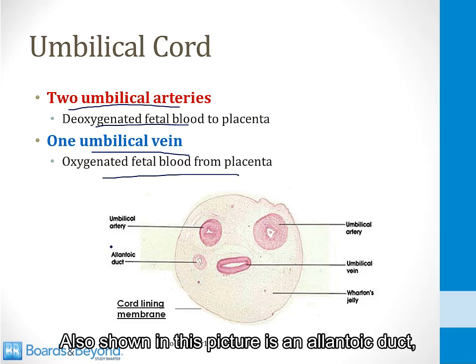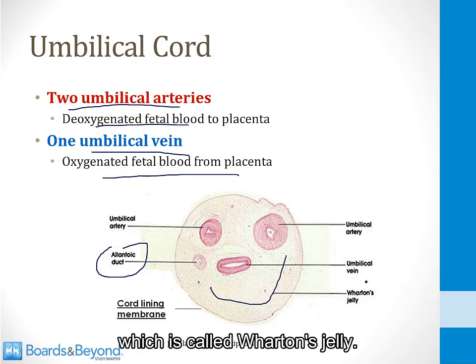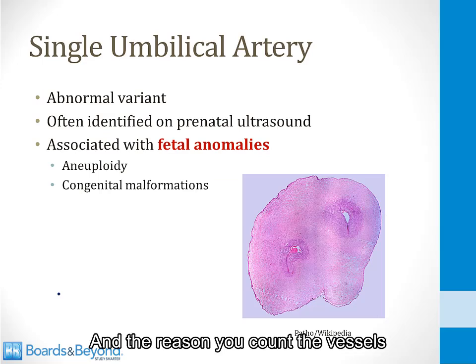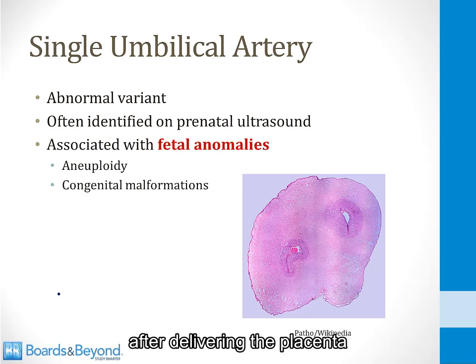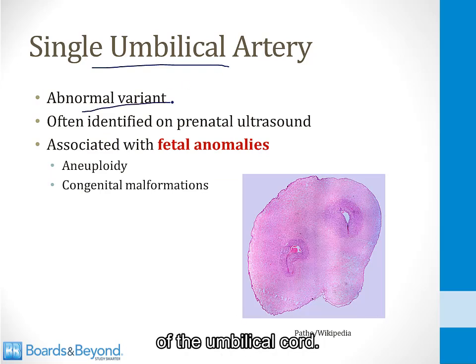Also shown in this picture is an allantoic duct, which is a remnant of the allantois that can sometimes be seen. There's also all this white stuff, which is called Wharton's jelly. And the reason you count the vessels after delivering the placenta is because a single umbilical artery is an abnormal variant of the umbilical cord.